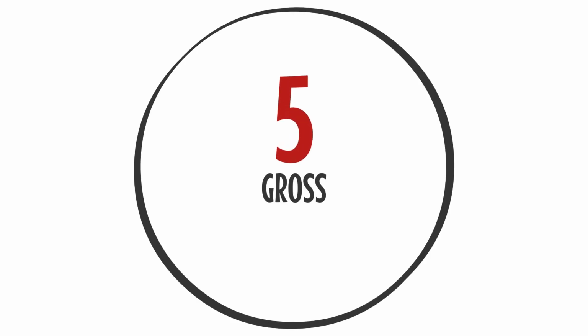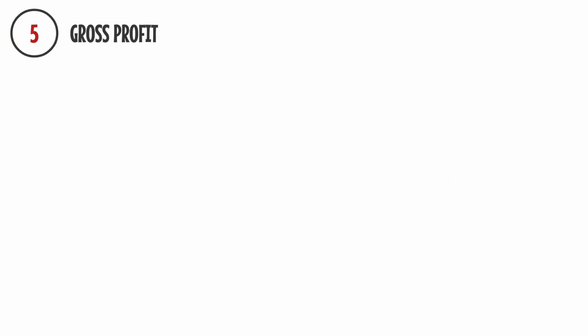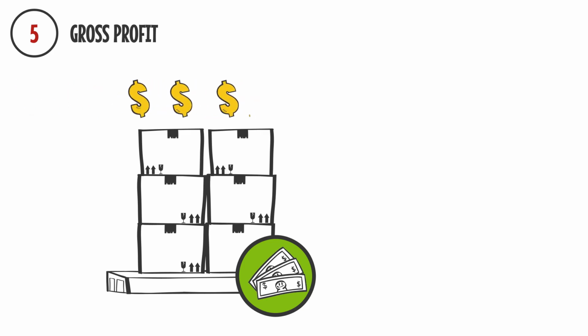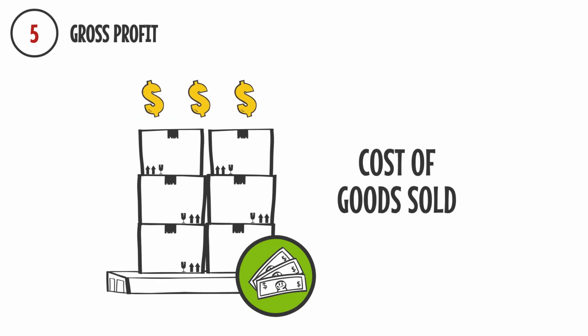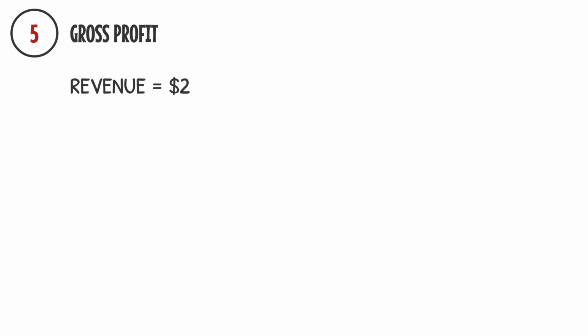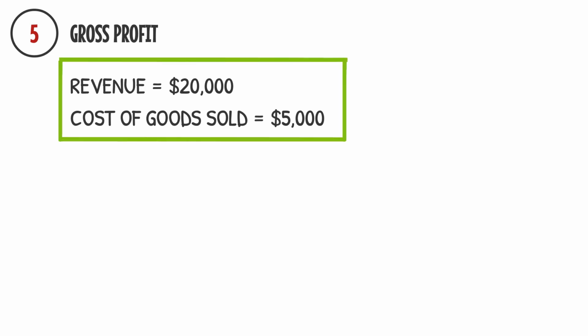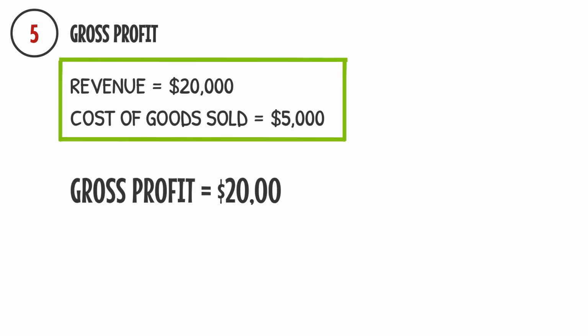Number 5, gross profit. Gross profit is a measure of how much money a company makes from selling its product after taking into account the costs associated with making and selling its product. These costs are often called the cost of goods sold. For example, your company sold $20,000 of shirts last year. The cost to produce these shirts was $5,000. Therefore, your gross profit is $20,000 minus $5,000, or $15,000.